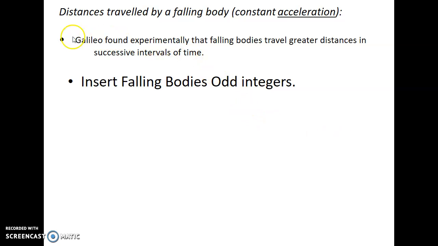Now, it turns out that the distances traveled by falling bodies was discovered by the great scientist Galileo about 4 centuries ago. And I had a really cool video to show. I will try to link to that video at a different time, but I could not play it here on my PowerPoint, unfortunately. I don't have the appropriate codec, apparently. So I'll try to show that to you.